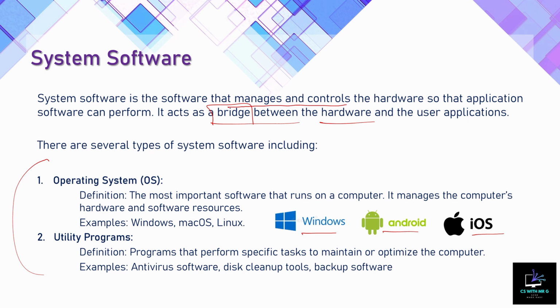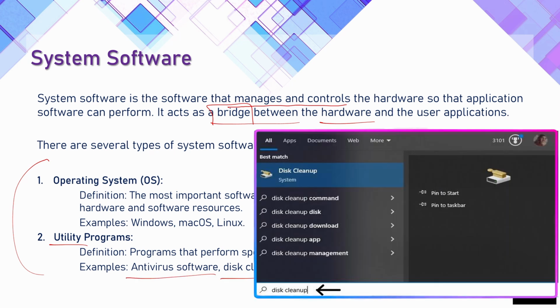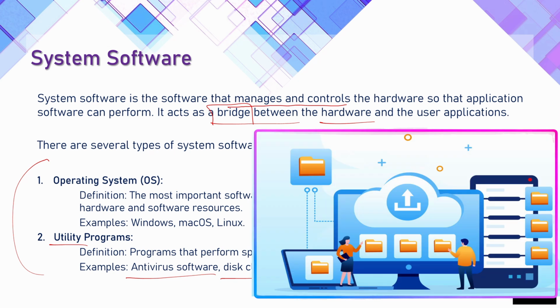We also have this term utility or utility programs. And utility programs are programs that perform a specific task which aim to maintain or optimize the computer. So they're not generally applications that we use to perform day-to-day tasks, but they are types of software that aim to keep the computer running like it did the day it came out of the box. So many examples here include antivirus software, disk cleanup tools, and backup software for backing up your files or documents.